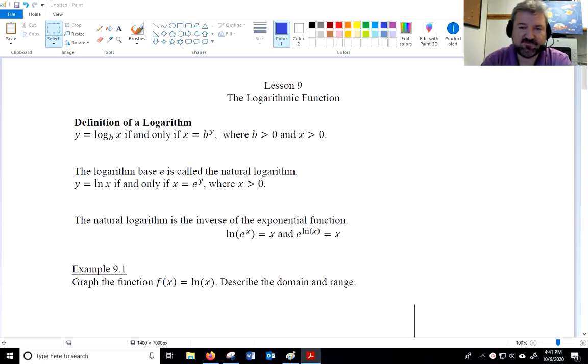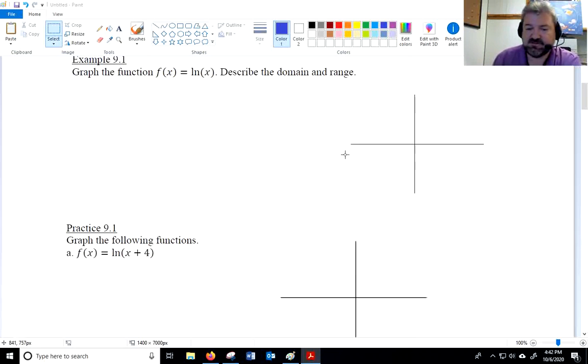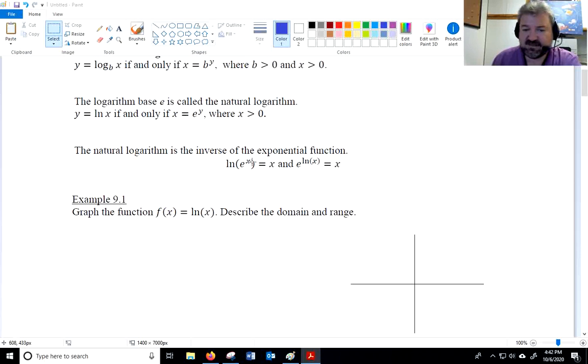So y equals, where we write ln, the natural log of x, if and only if x is equal to e to the y. The natural logarithm is the inverse of the exponential function. So therefore, the natural log of e to the x must be x, and e to the natural log of x must also be x. And you can go through the proofs and how that works on your own.